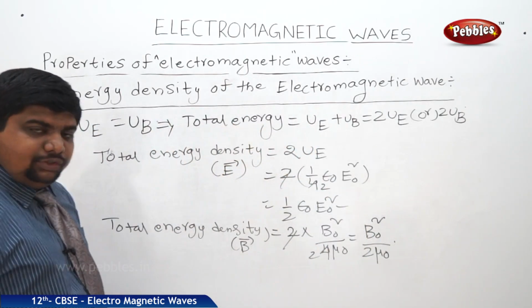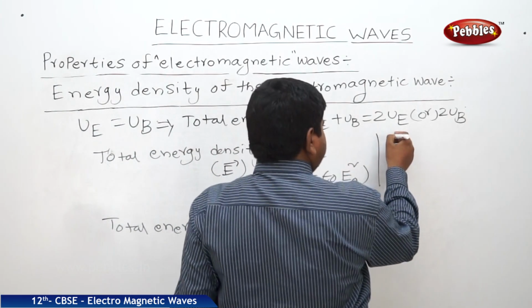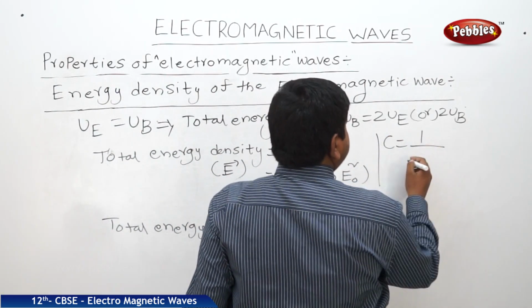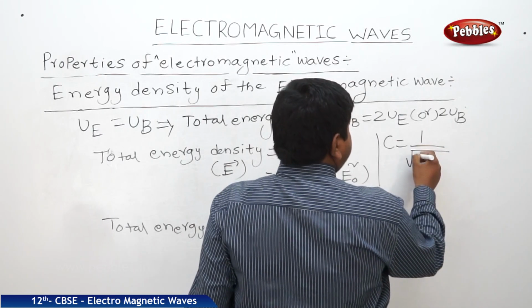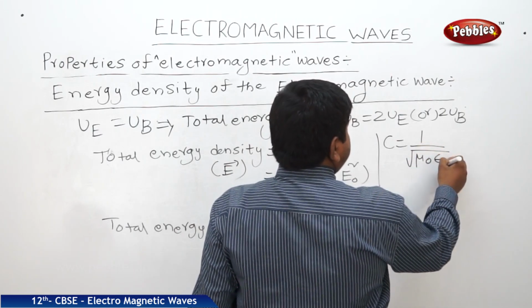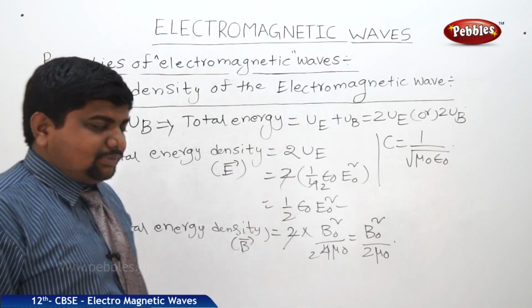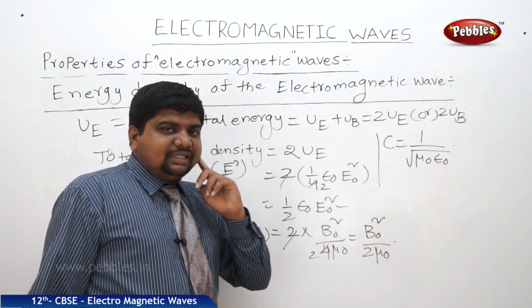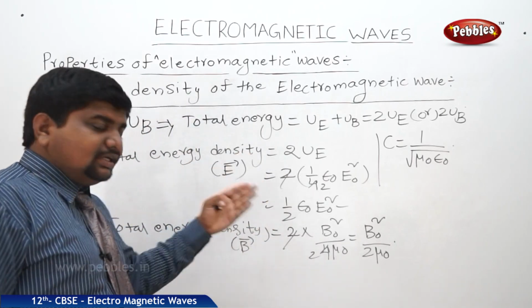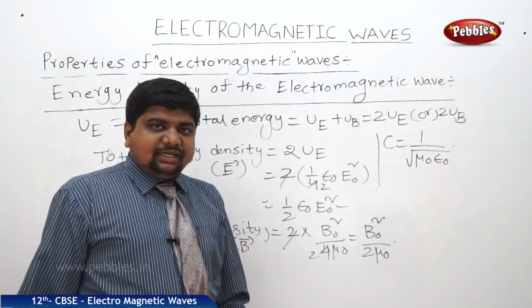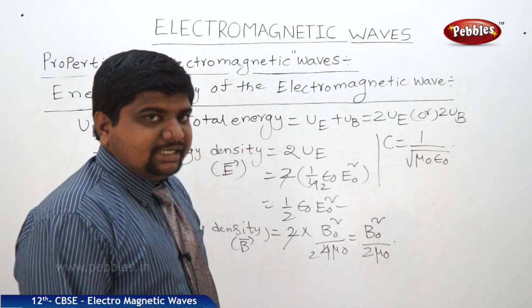Since we said UE is equal to UB and E is equal to B, at this condition we can find out the velocity of the electromagnetic wave, nothing but C is equal to under root mu naught by epsilon naught, because the E by B formula we will apply to find out the speed of the electromagnetic wave also. This is the discussion about the energy density for both fields.